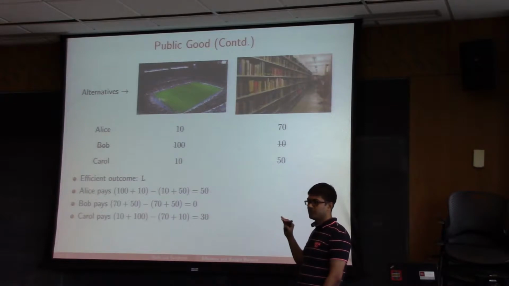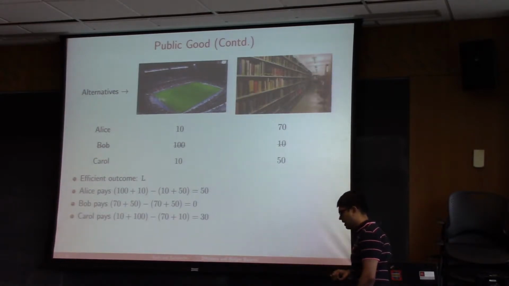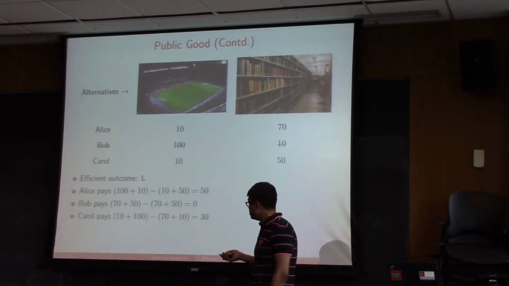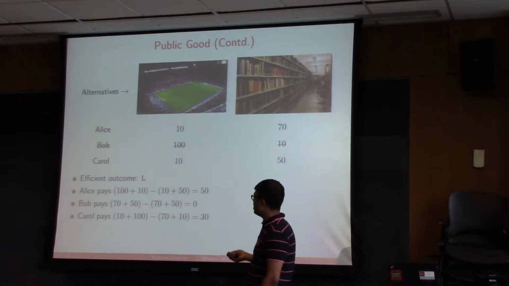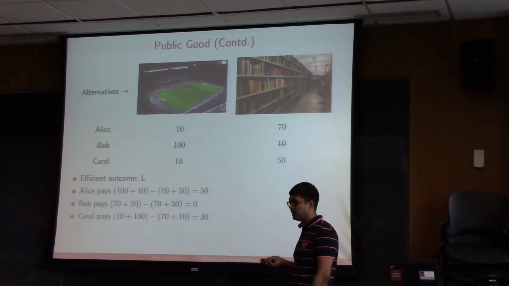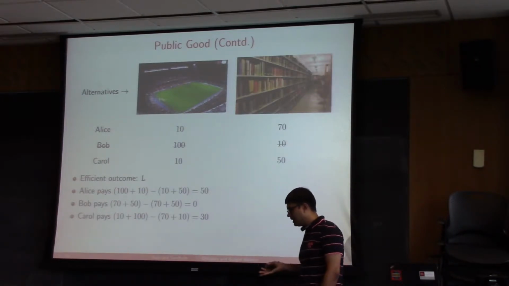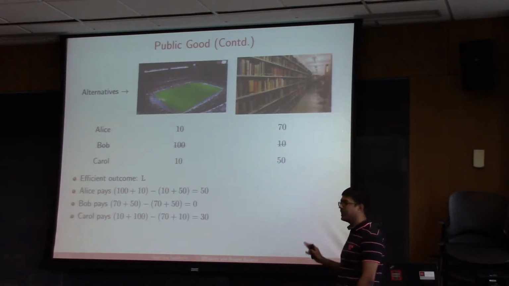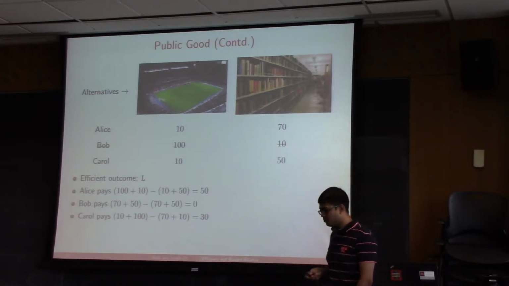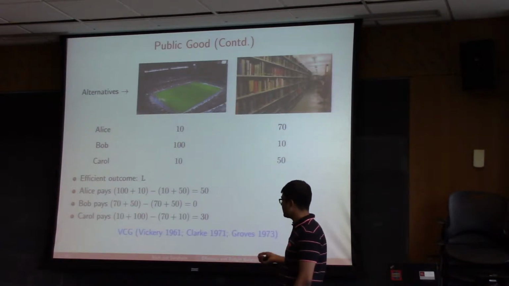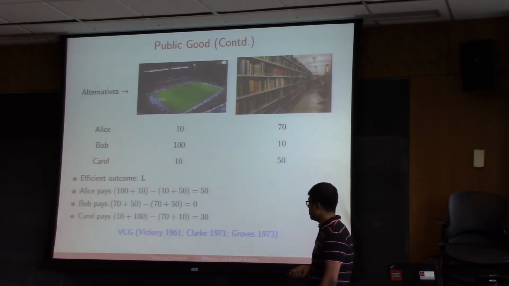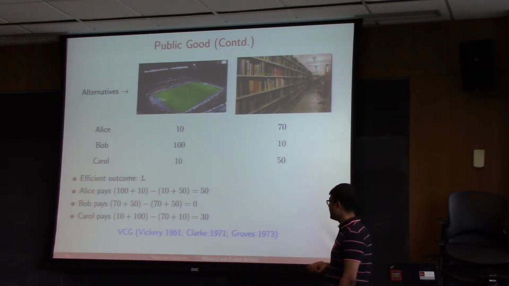So he is not pivotal in the sense that his presence is not changing the outcome from something to something other. So because Bob is not a pivotal agent, he is not going to pay anything in this mechanism. Let me just tell you that this mechanism is going to be strategy proof, even though I'm not going to prove it. This is a classical result from social choice theory proved years back.